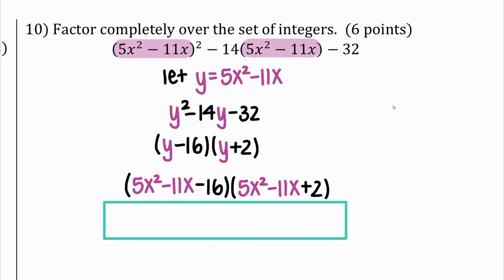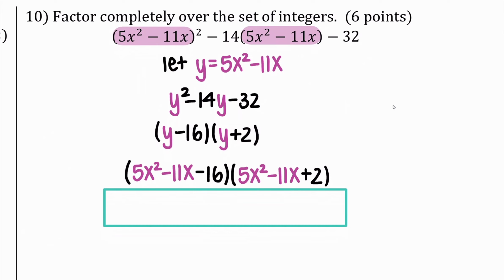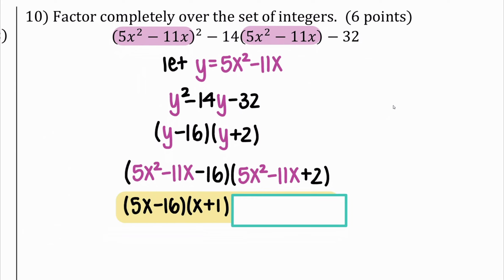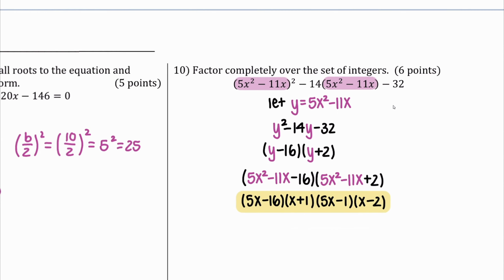And then from here we can factor even further by using mental math or the AC method. I'm not going to go over it here because it's going to make the video extra long, but if you need additional help, you can check worksheet number 12, once again for the AC method, or the previous version of the video for the AC method. But this right here will give us 5x minus 16 times x plus 1 in the first trinomial, and in the second trinomial, 5x minus 1 times x minus 2.